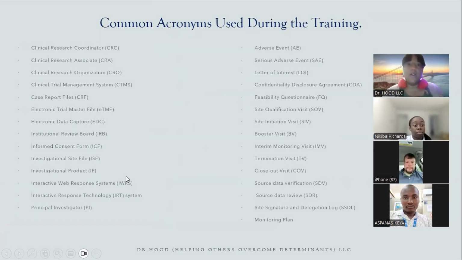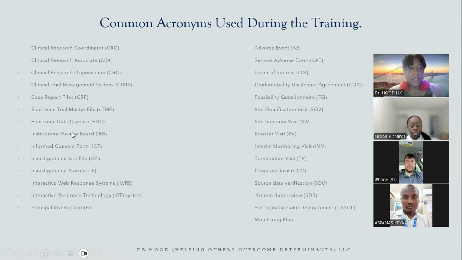Of course, I'm not going to go over all of them, but clinical research is full of acronyms. So the faster you learn what things mean, the better off you will be. We've got the CRC, that's the clinical research coordinator, the CRA, the clinical research associate, the CRO, the clinical research organization. You've got the PI, which is the principal investigator.